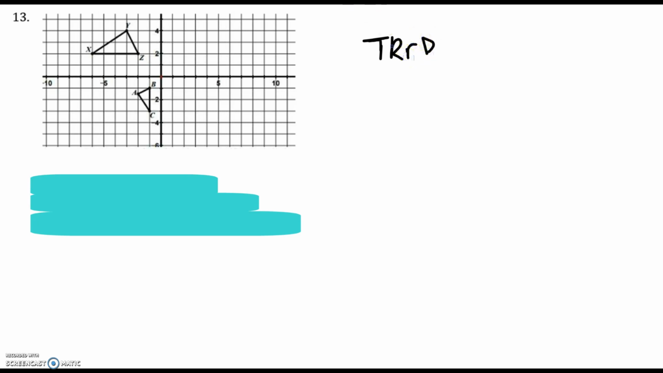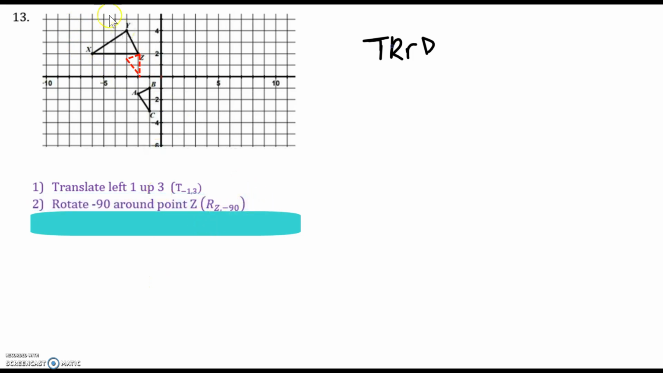And so first I'm going to translate one corner onto another. So I'm going to move B onto Z, which means that I have to go left 1 and then up 3. And then after I do that, I am going to try to rotate it. So let me shift that up first. Then when I rotate it, I'll keep point Z fixed, and this is going to go clockwise, so negative 90 degrees. And then it will land here.